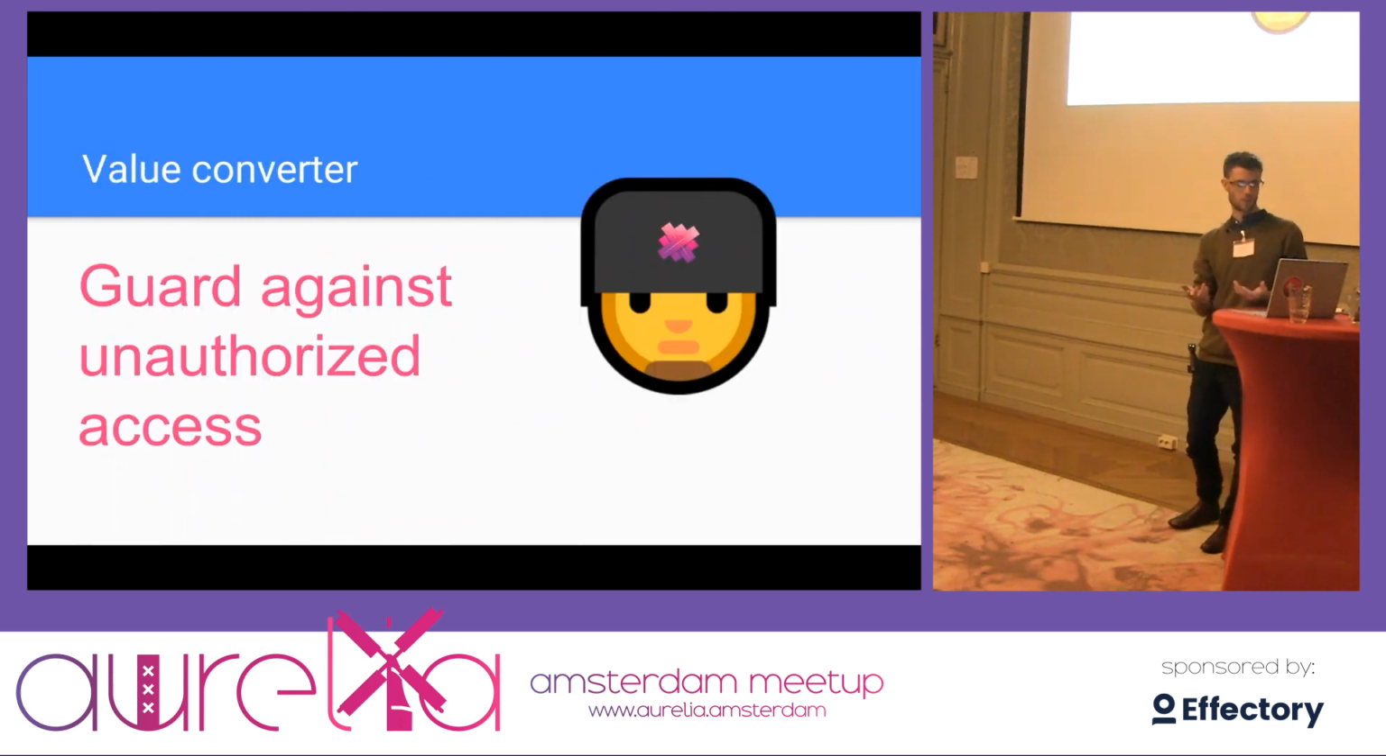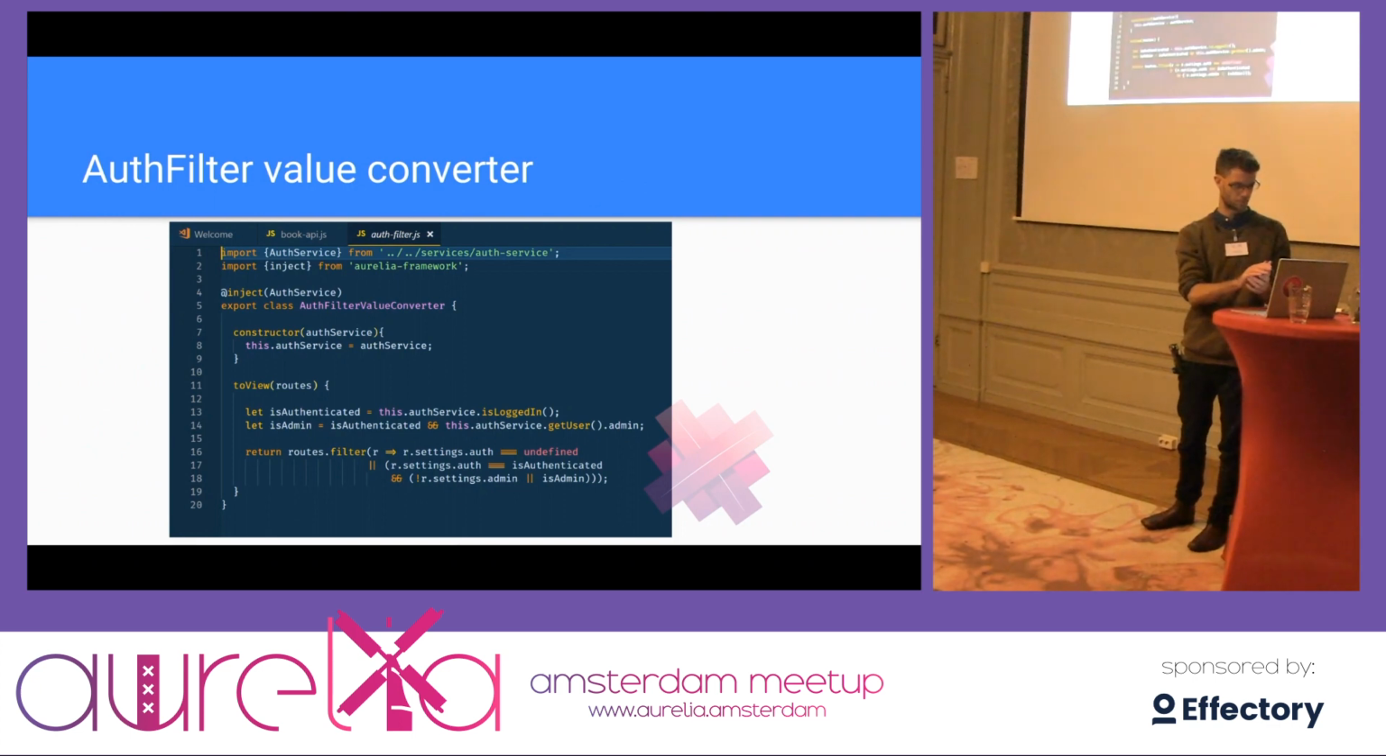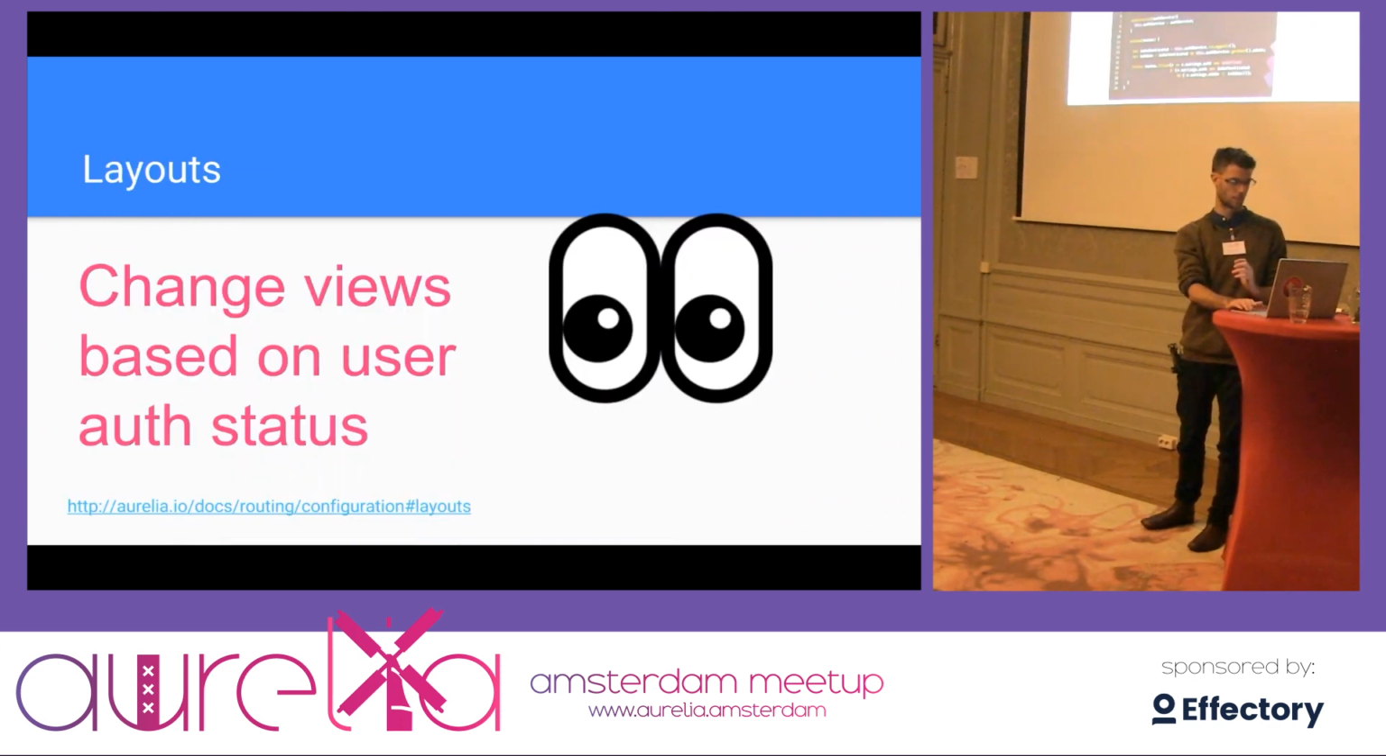Next thing, we use a value converter. This is used to guard against unauthorized access by filtering out all of the routes that we don't want people to see. You've seen an example of that.